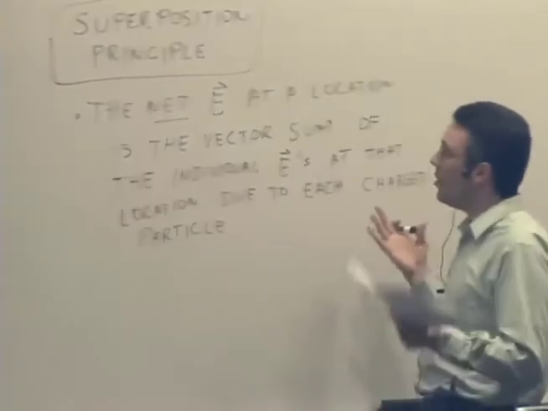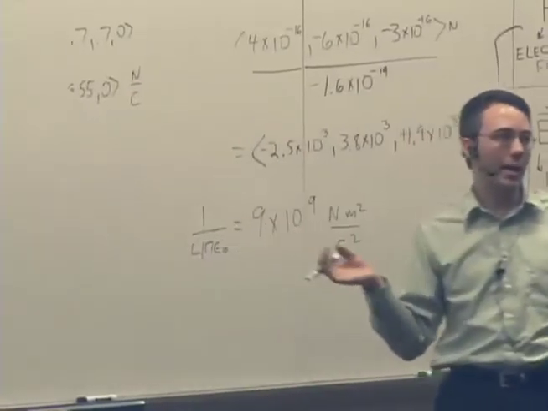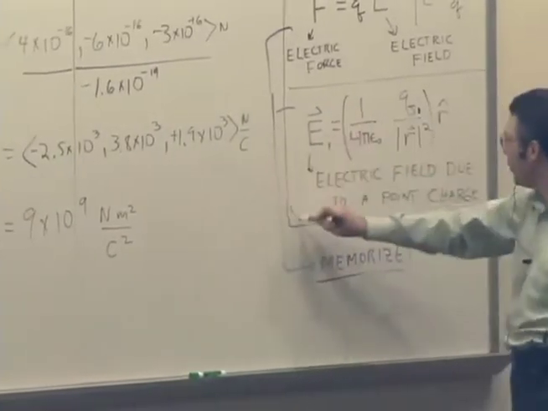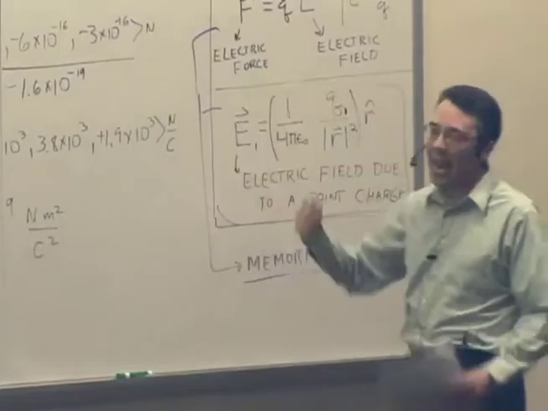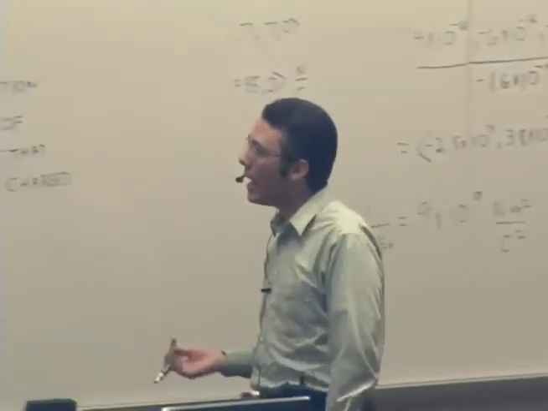So it's a long-winded way of saying that if I have more than one point charge around, I can find the electric field of one and the electric field of the other just using our field of a point charge formula and just add them up as vectors and get the total or net electric field at any particular location.